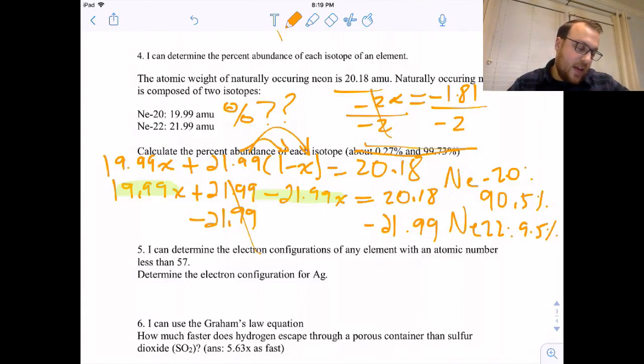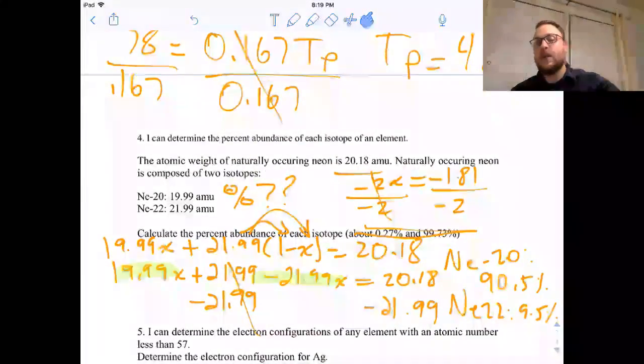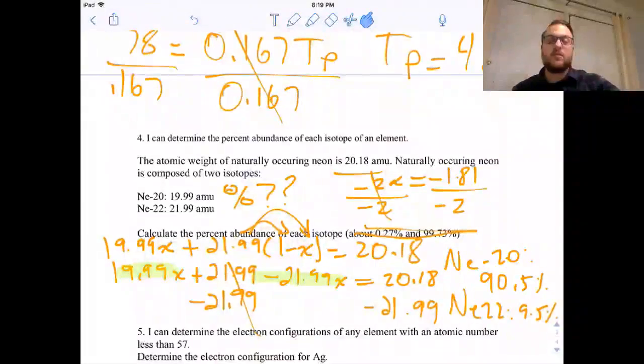wonderful. So, remember, whatever one you designate as X, the other one will be 1 minus X. Whichever one you designate as X, when you get your answer, that is the percent for the one you said was X. So just keep that in mind, and we'll be muy bueno.